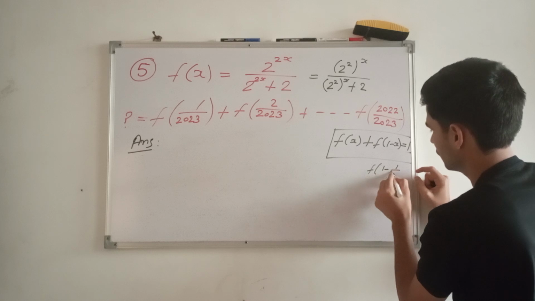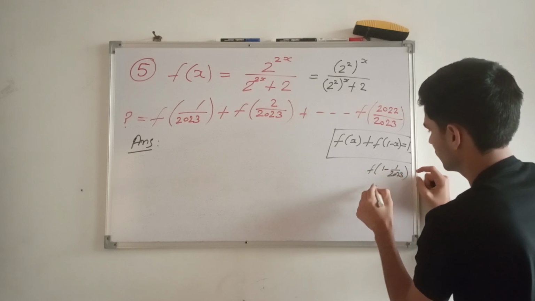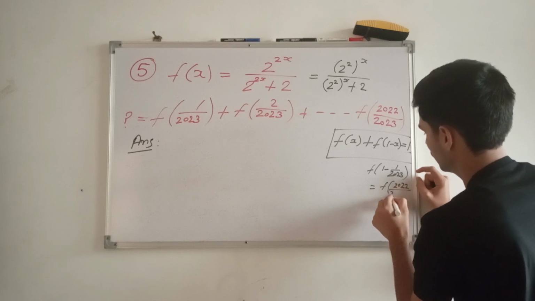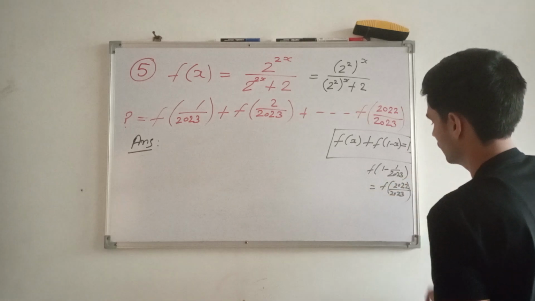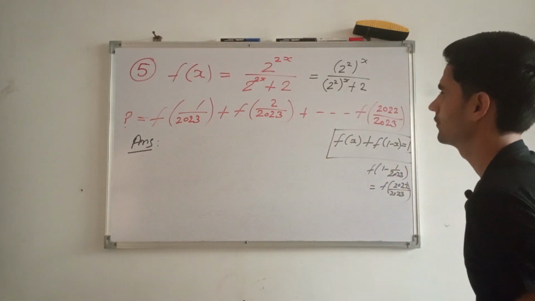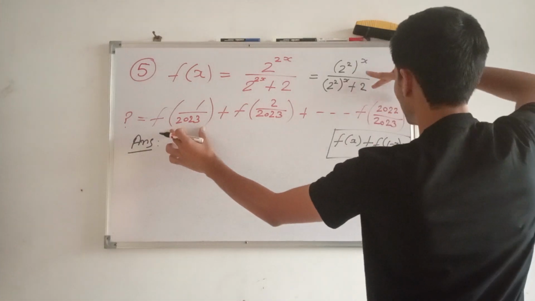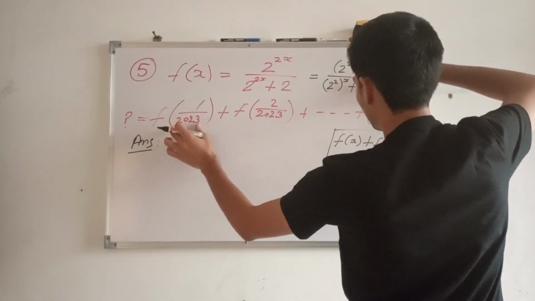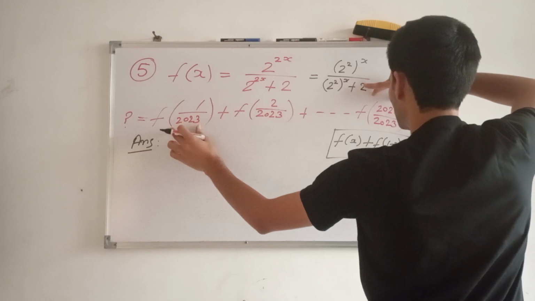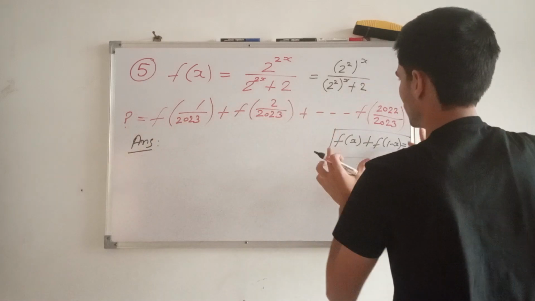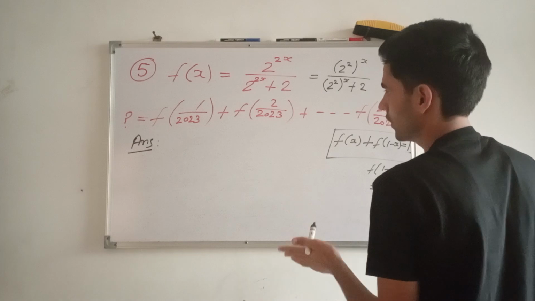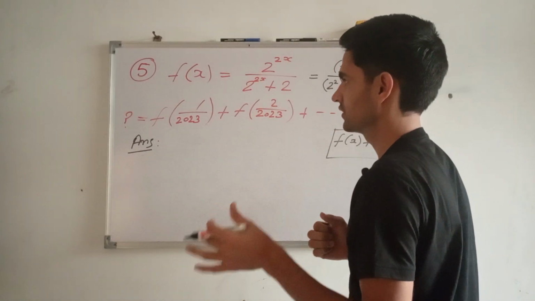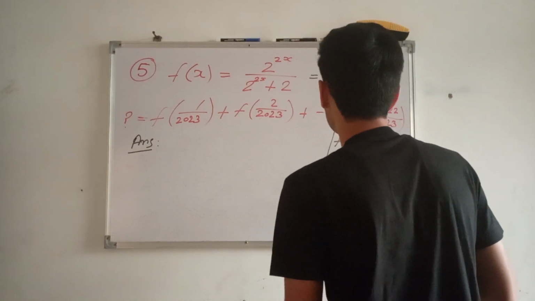f(1/2023) plus f(2022/2023). What is that? That is this last term. So the sum of this plus this, f(x) plus f(1 minus x), f(1/2023) plus f(2022/2023), is 1. So how can we express this? The sum of terms equidistant from the start and end is 1.